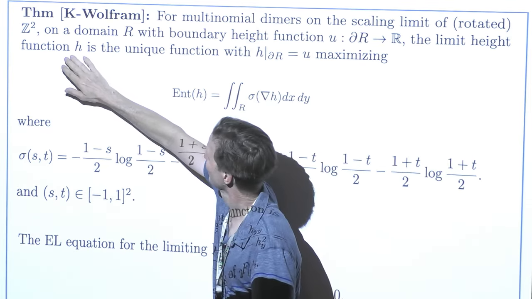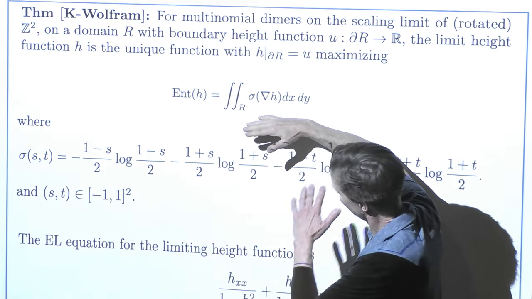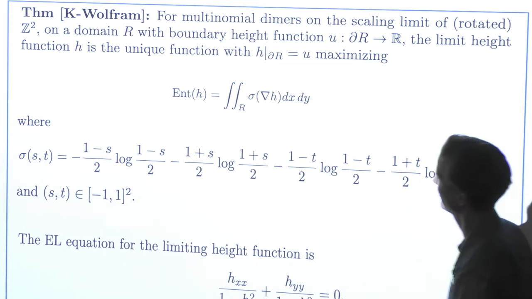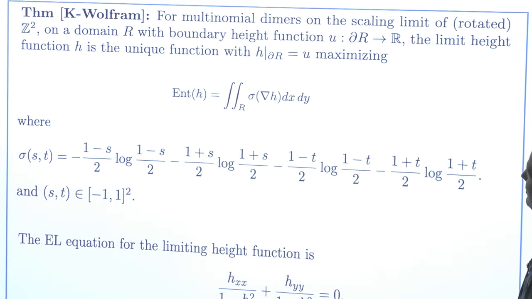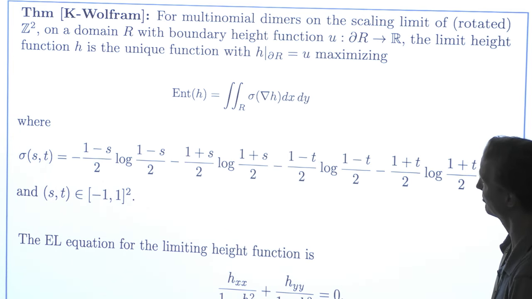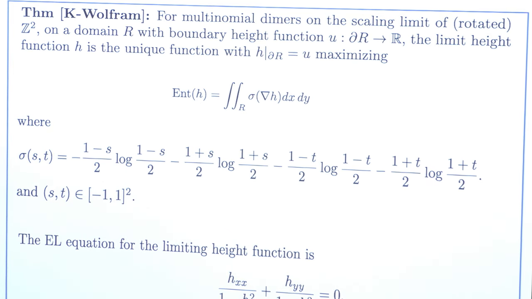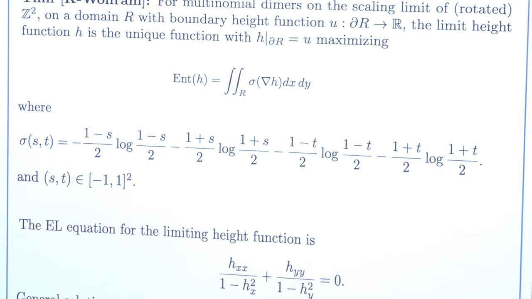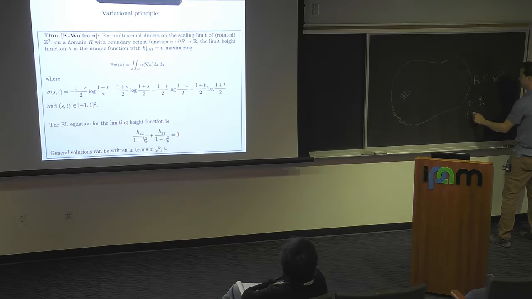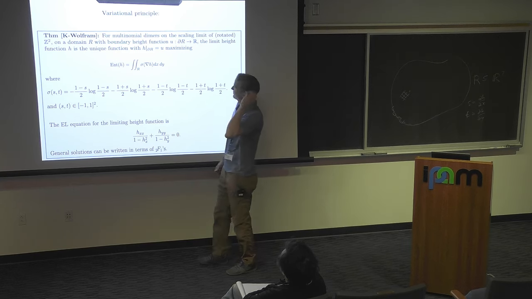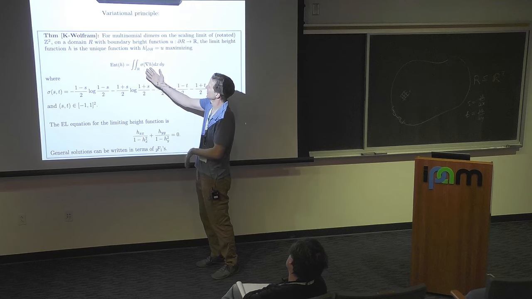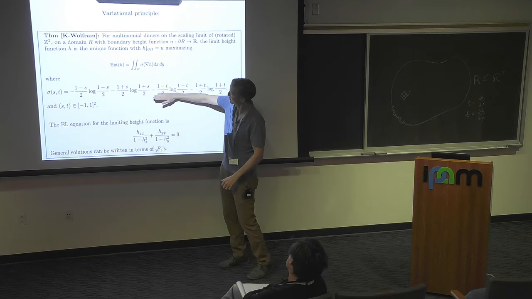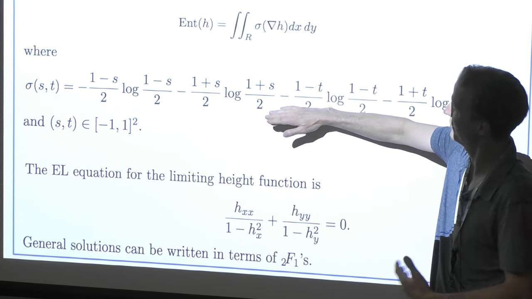So you can find the maximizer, the height function, by maximizing this entropy function. And there's an explicit expression for the entropy function sigma, which just depends on the derivatives of the height function h. The partial derivatives s and t: s is dh dx, and t is dh dy. So the content of the theorem is that there is a way to find that limiting height function through this variational principle with this particular energy. In this case, the energy is just the negative of the entropy.